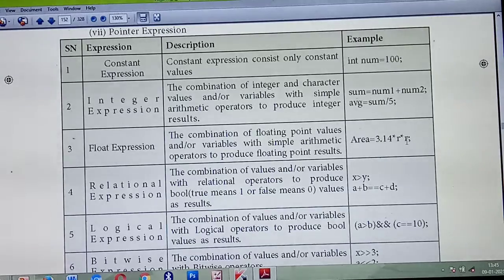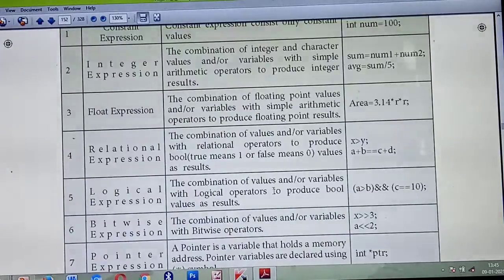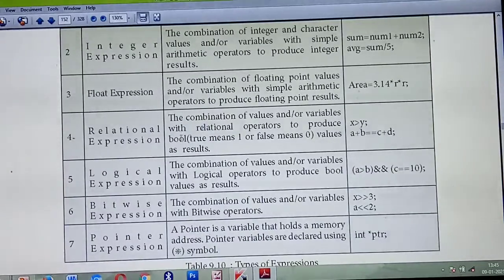This expression contains variables: area and r, two variables. The operator is multiplication. The floating value you are using here is 3.14. Understood? So this we can call a floating point expression. Next one is relational expression.